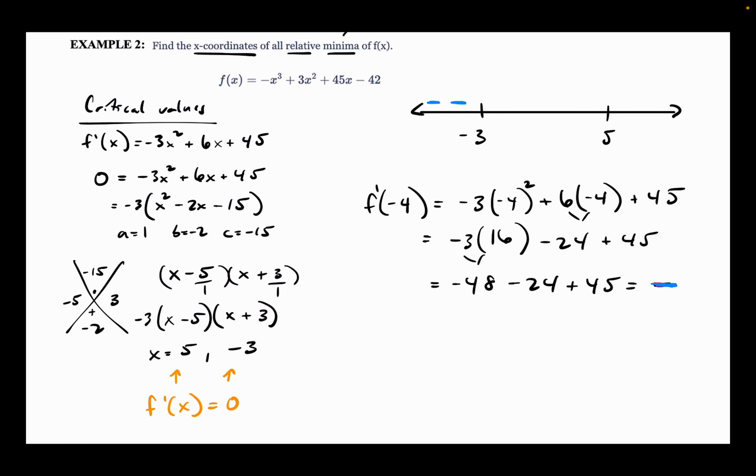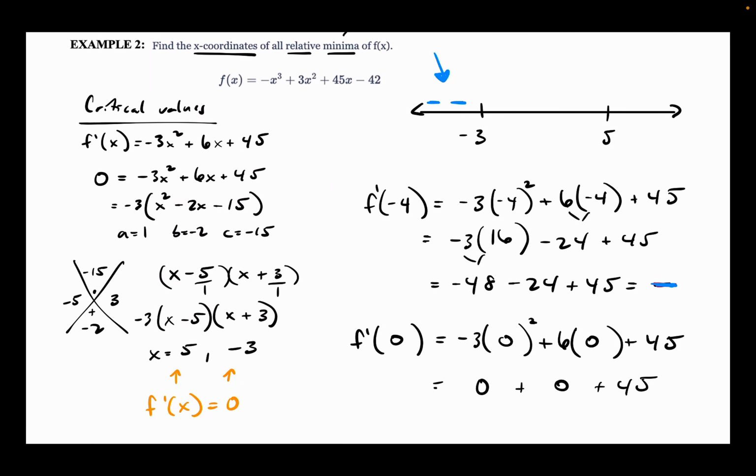That means before negative 3, the original f of x is decreasing. Pick a number in between. If you can pick 0, pick 0 because things cancel out when you pick 0. So in this case, I'm going to pick 0 for the in between negative 3 and 5. I get 45, positive 45.